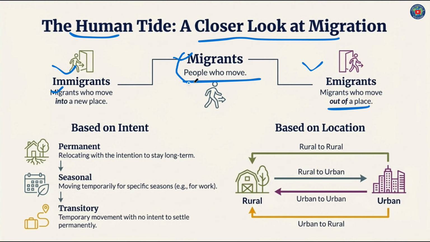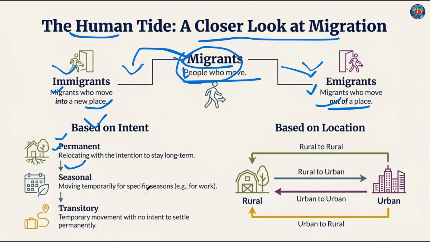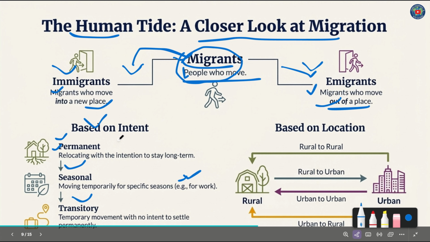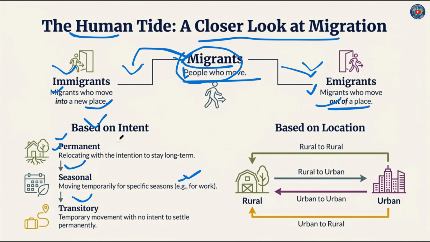Okay, the basic concept of migrants is that people who move are called migrants. There are two types of migrants, immigrants and emigrants. Immigrants means migrants who move into a new place, and emigrants means migrants who move out of a place. Based on intent: permanent immigration, relocating with the intention to stay a long time. Seasonal, moving in temporarily for specific seasons, for example for work and education purposes. Transitory, temporary movement with no intent to settle permanently.